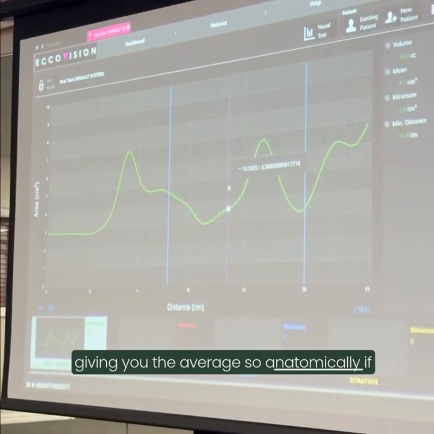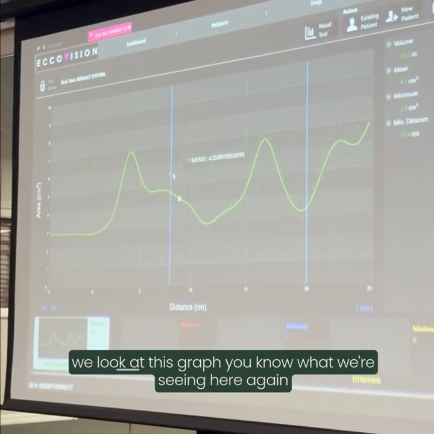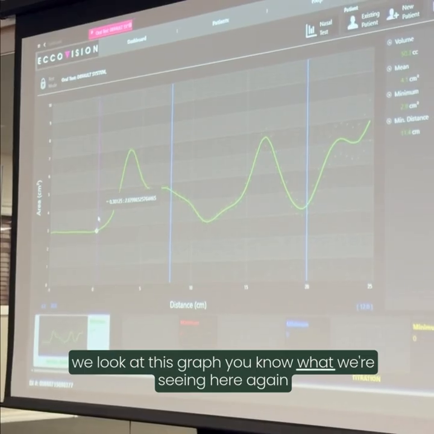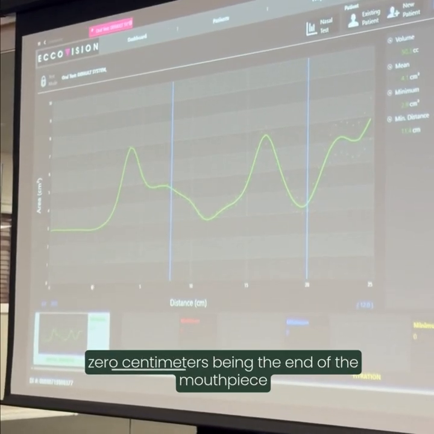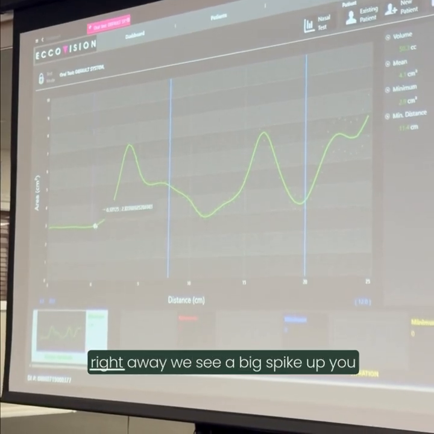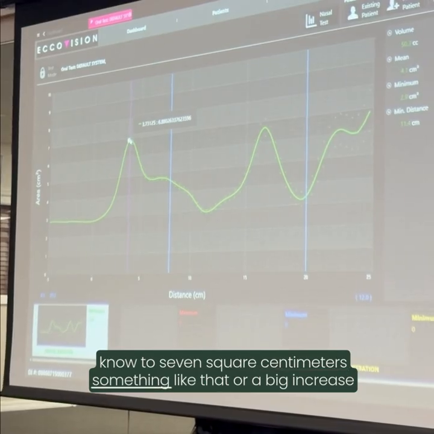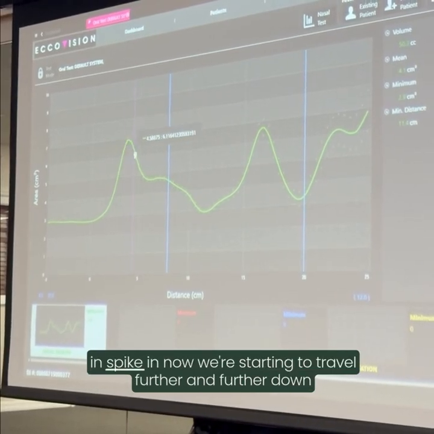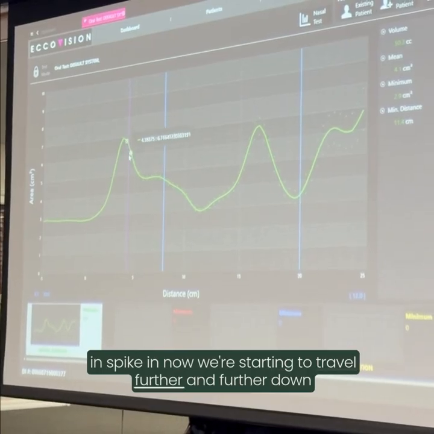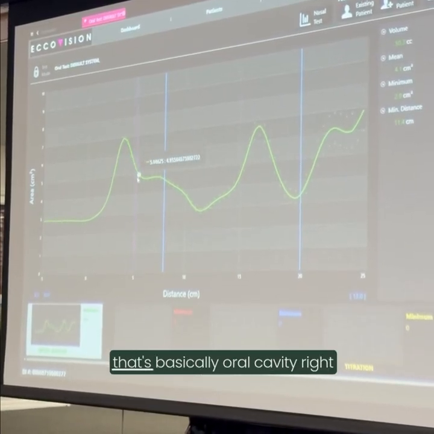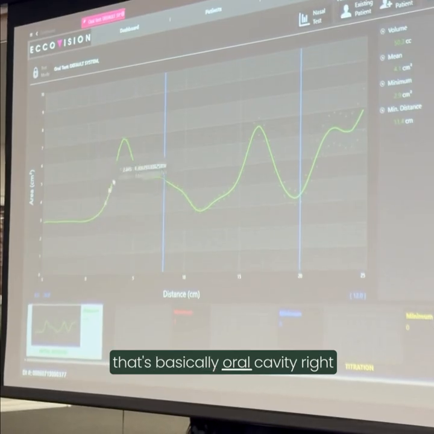So anatomically, if we look at this graph, again, 0 centimeters being the end of the mouthpiece, right away we see a big spike up to 7 square centimeters, something like that, a big increase in space. Now we're starting to travel further and further down. That's basically the oral cavity, right?